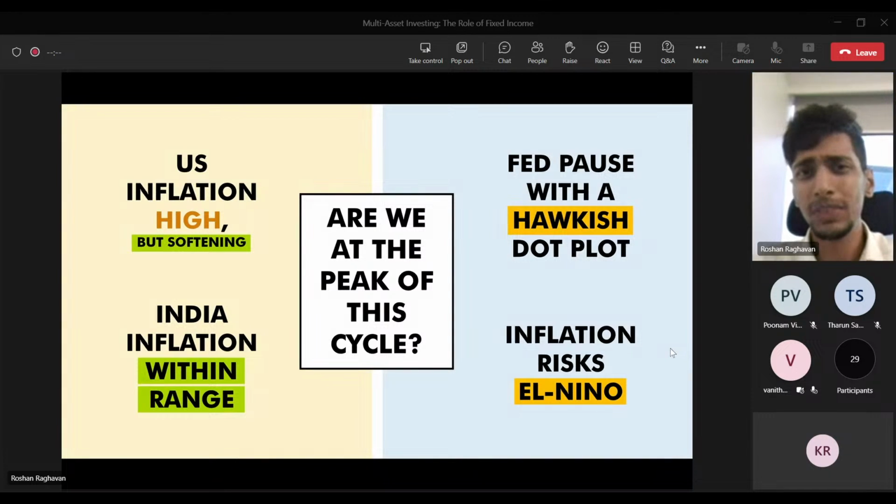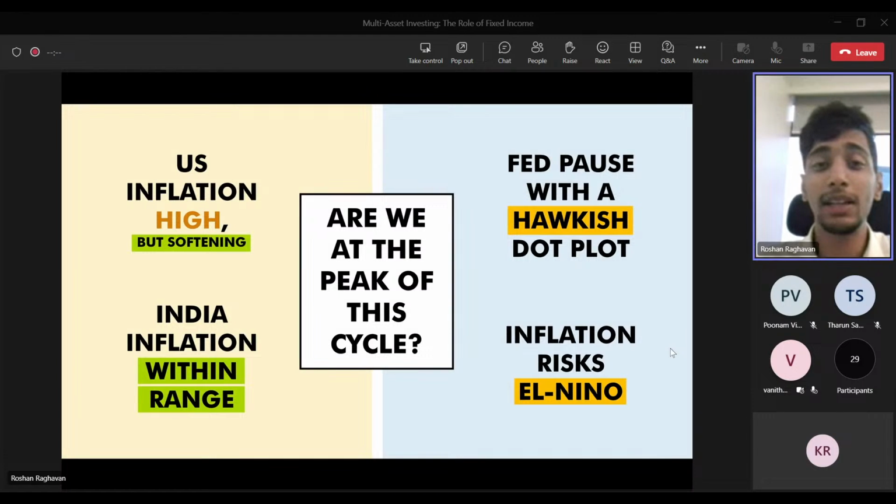So with El Nino still, it might play a factor. This does pose a risk of food inflation picking up again if a lack of rainfall should affect the harvest season this year.